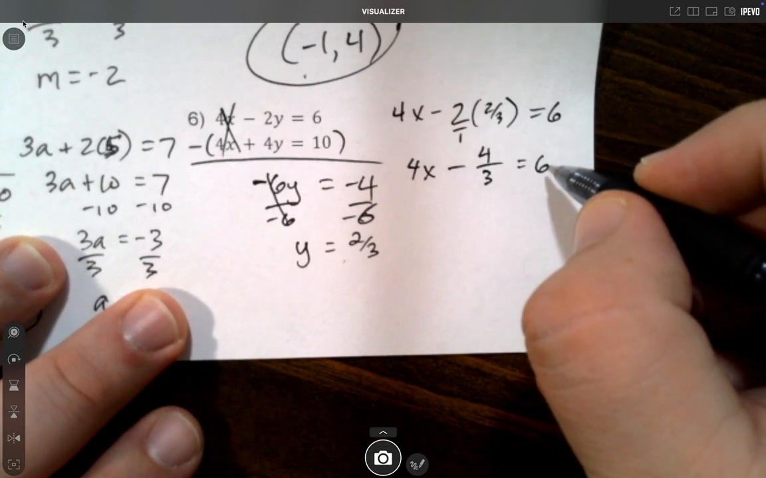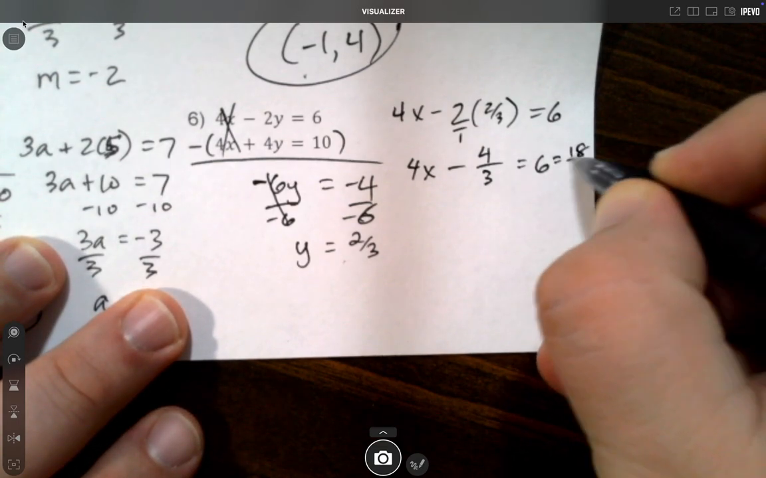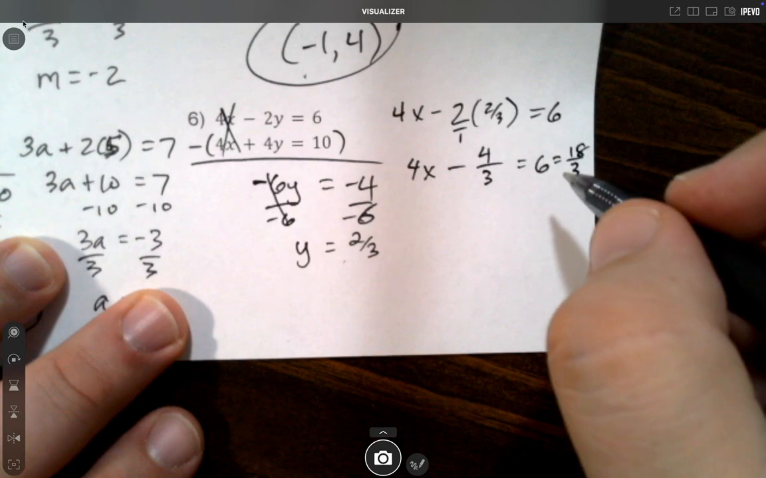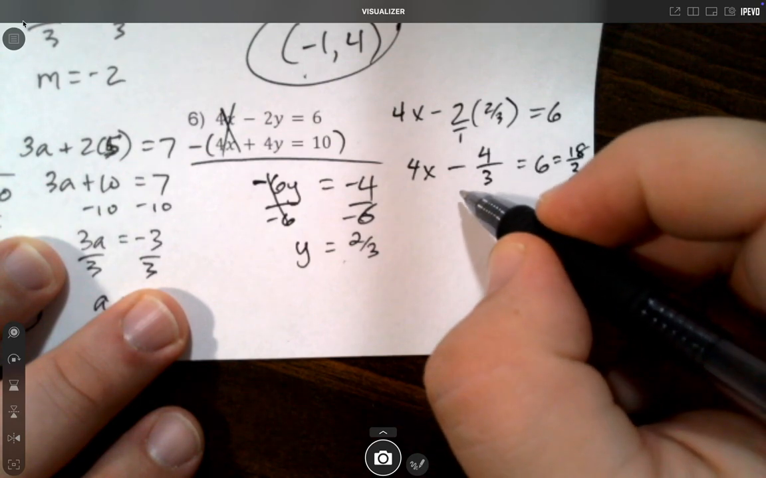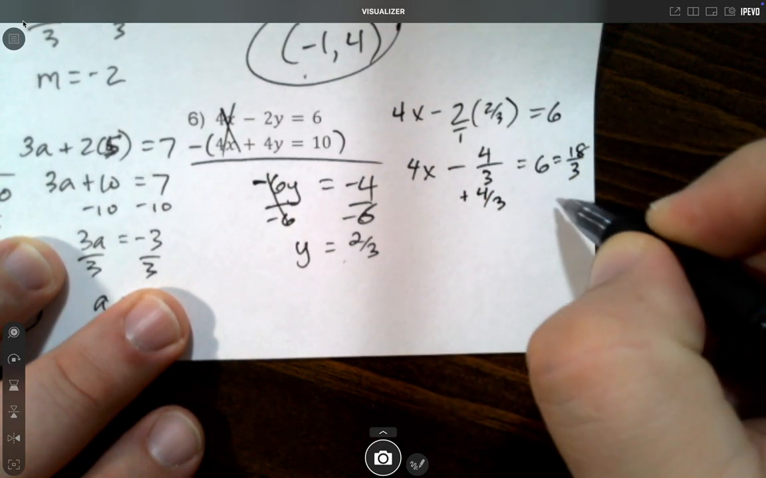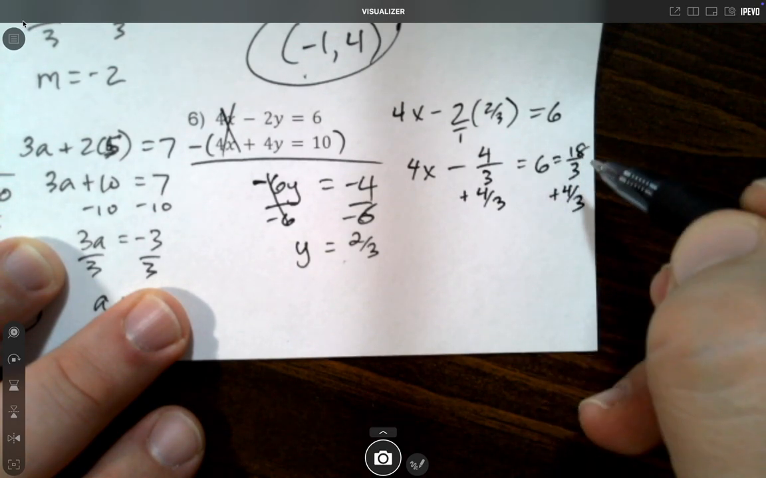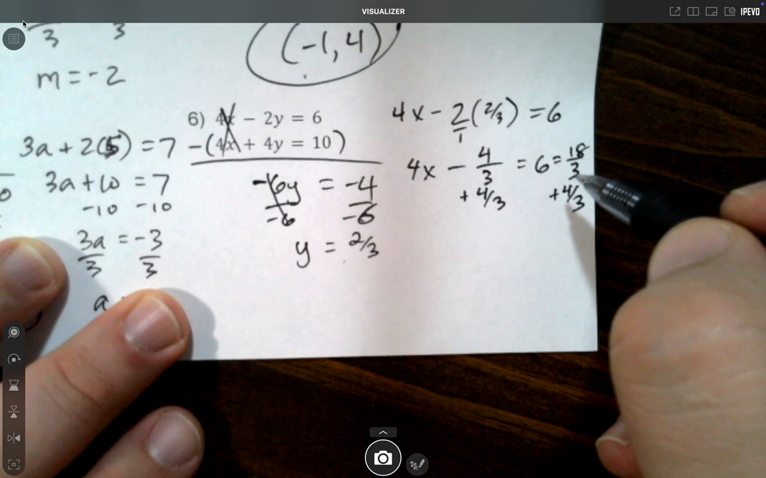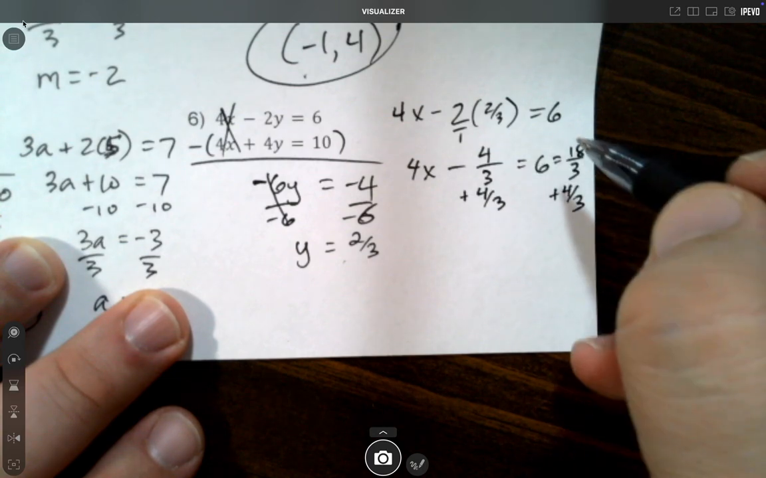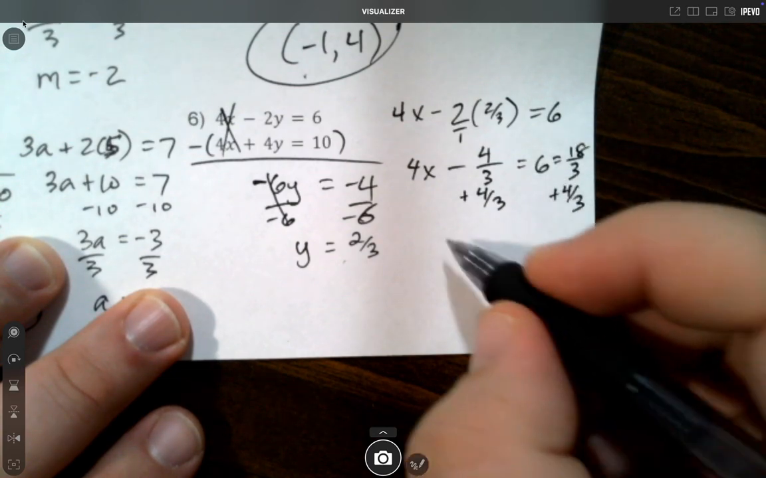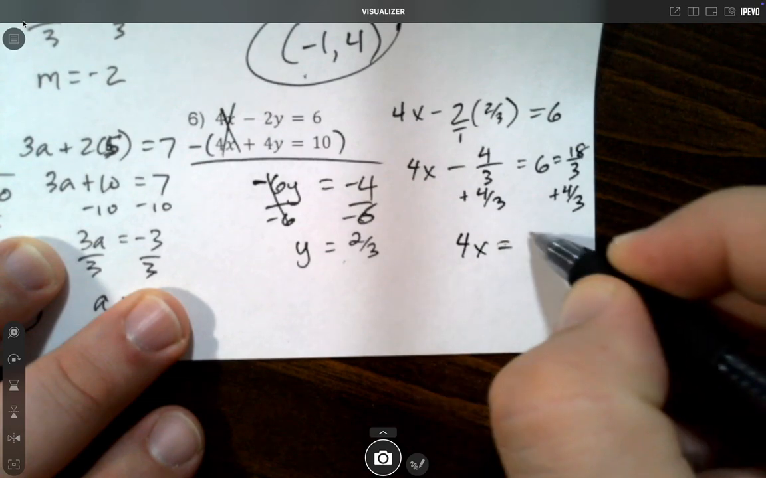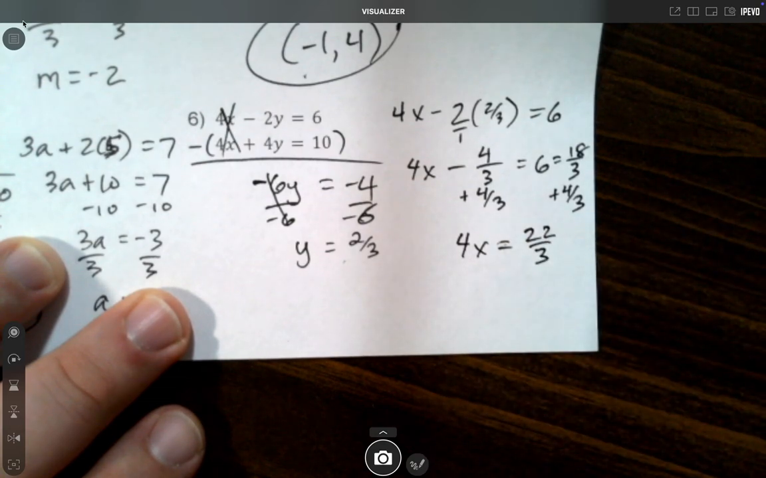Now 6 is the same thing as 18 over 3. And I'm going ahead and converting this because I'm going to add 4/3 to both sides. So to make it so they both have the same denominator, 18 divided by 3 is 6. So 18/3 is the same thing as 6. And 18/3 plus 4/3 is 22/3.